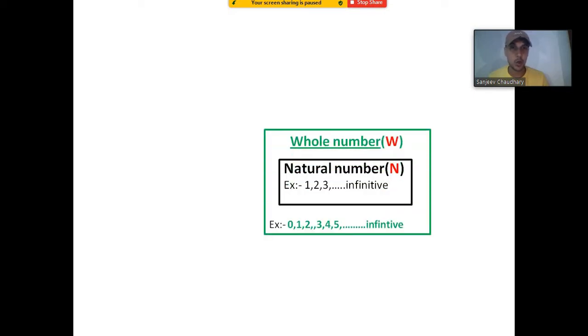Next is the whole number. We generally denote the whole number by capital W. And we know that all the natural numbers along with 0 would be whole numbers. So the numbers would start from 0, 1, 2, 3, 4, 5 towards the infinity.